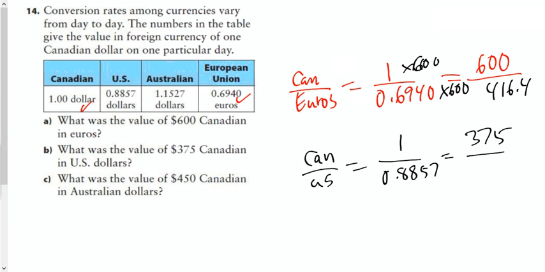$375 Canadian is equal to how much? So again, I'm going to multiply both sides by 375. And notice how important it was for this part here. I wanted to make sure my top number.